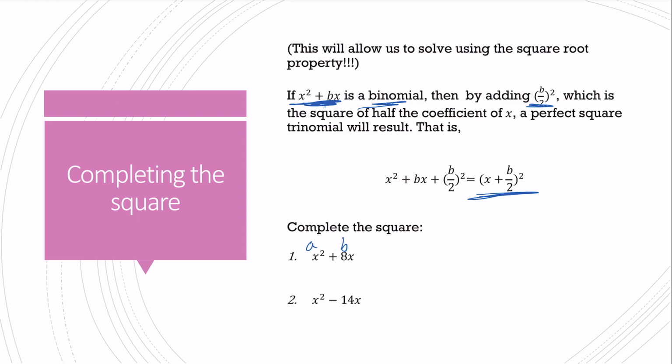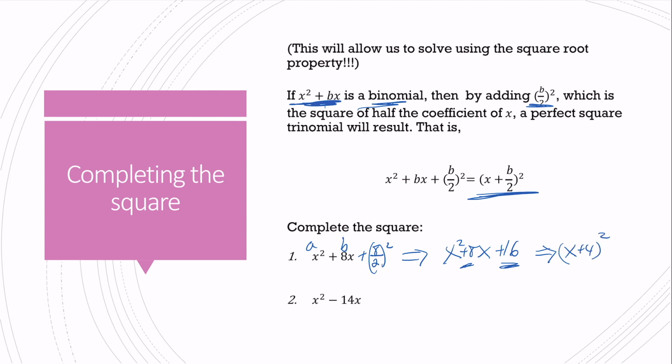If I've got x squared plus 8x, and I add 8, our b, divided by 2 squared, that's going to give me x squared plus 8x plus 16. Well, what are the factors of 16 that add up to 8? How about 4 and 4? That factors into a perfect square.